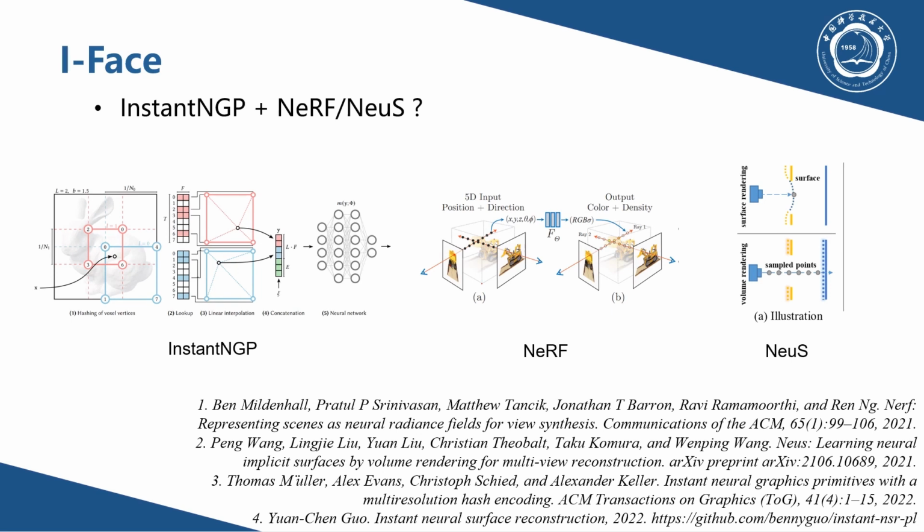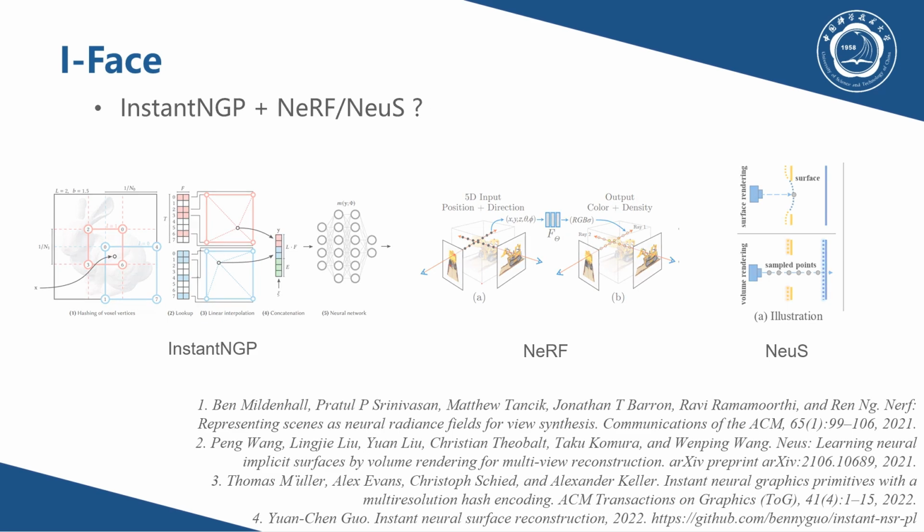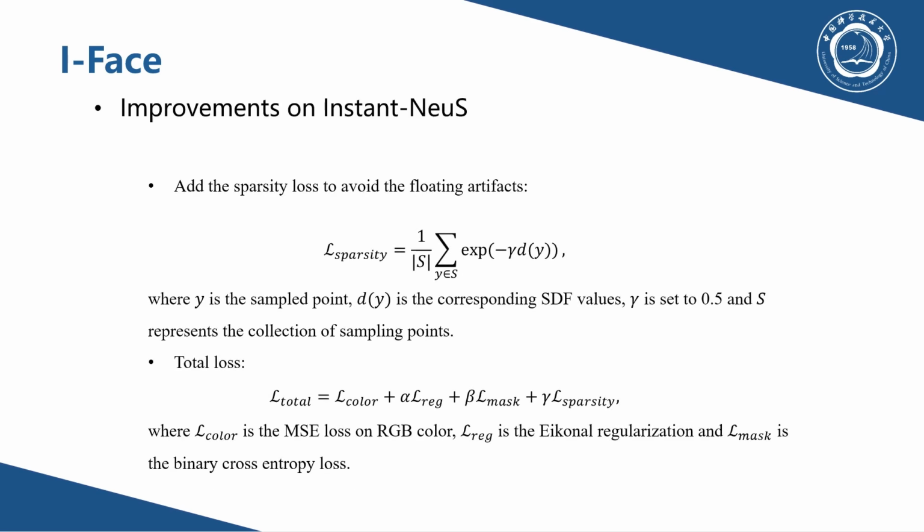To further improve the face rendering quality, we explore another way to render photorealistic faces. Specifically, we combine the popular Instant NGP with NeuS, named it ICCV. Before this, we also tried to combine Instant NGP with NeRF, but gave up due to the difficulty of imposing sparse constraints on neural radiance fields to remove artifacts. Based on Instant NeuS, we adopt a sparsity loss to avoid the floating artifacts.